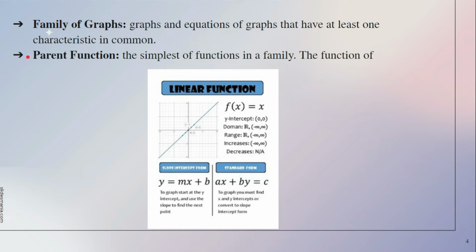A parent function is the simplest function of a family of functions. Its graph is the line that passes through the origin, as seen right here in this image, and it has a slope of 1. The equation of a linear parent function is f(x) = x, and this is also known as the identity function.